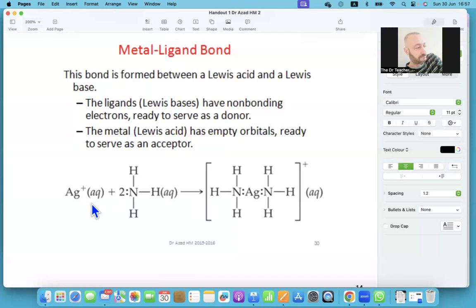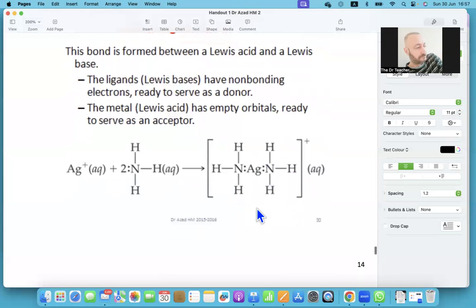So the silver here, in aqueous solution, plus two NH3, will form silver and 2NH3 in brackets. The silver here lost 1 electron, and each nitrogen donated a lone pair to the silver. So the silver should have 2 empty orbitals to occupy 2 lone pairs.